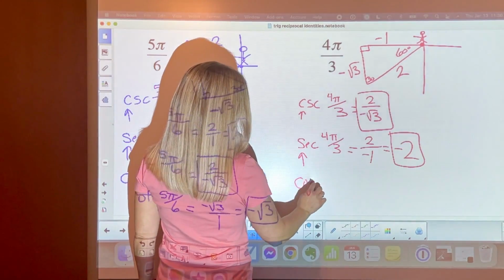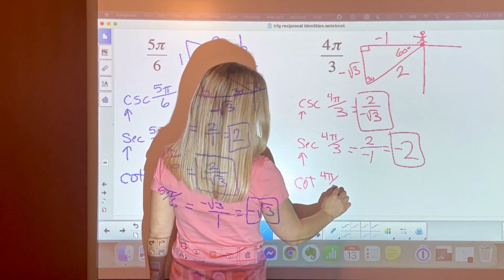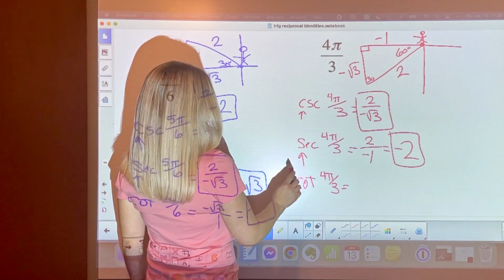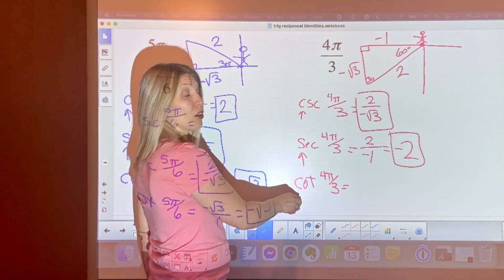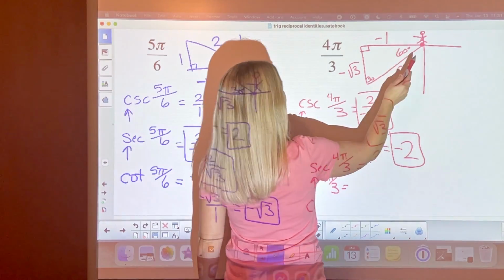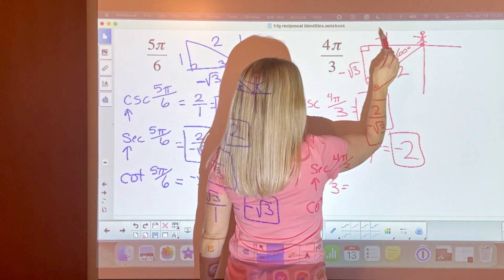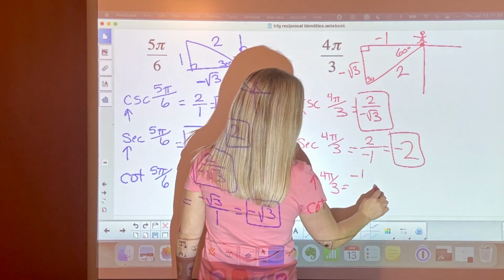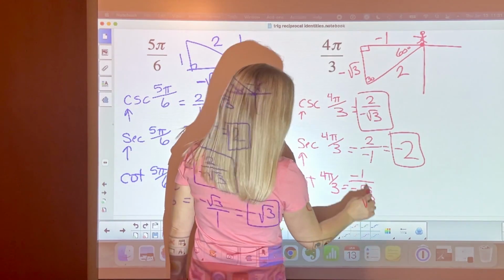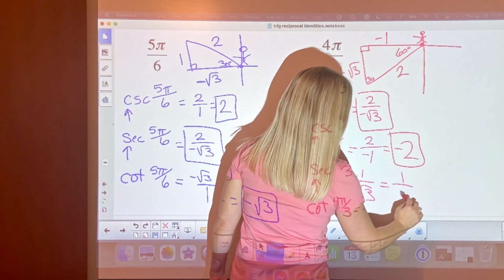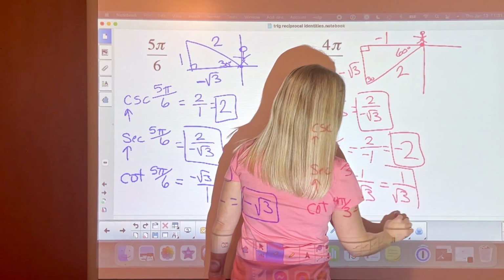And then cotangent of 4 pi over 3 equals cotangent. The reciprocal of that is tangent, so tangent is opposite over adjacent. So now we have to do adjacent over opposite. Both our negatives will cancel out, and you'll have 1 over square root of 3.